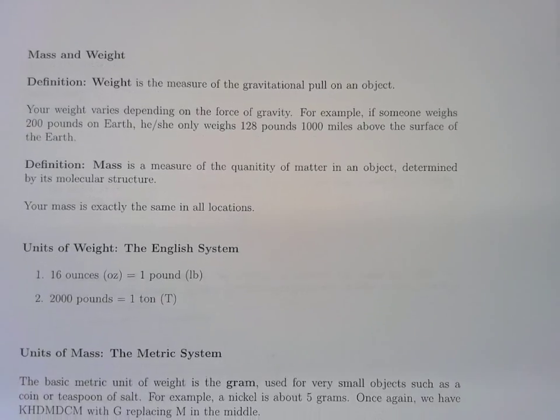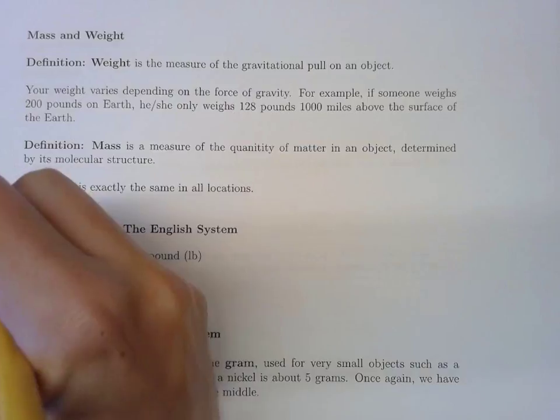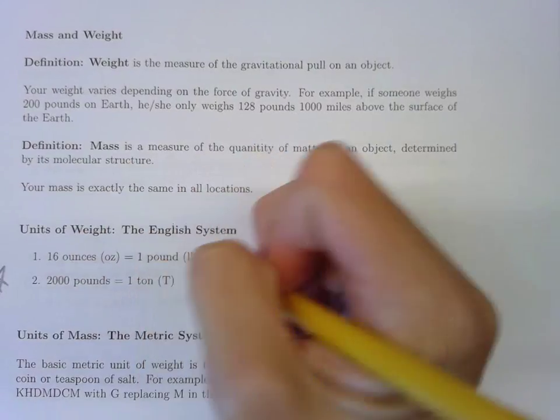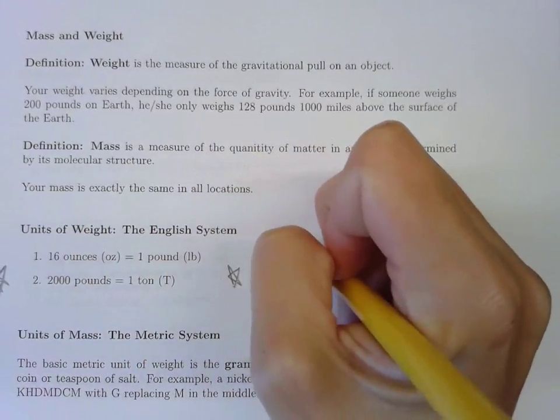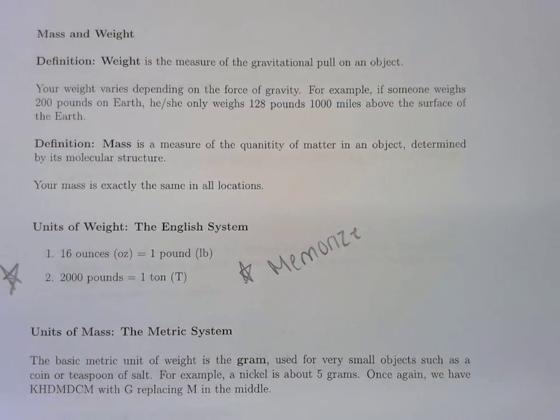Okay, so the English system has a couple units of weight. These need to be memorized. Okay, 16 ounces is 1 pound. We denote pound as lb. And then 2,000 pounds is 1 ton, which is a capital T. Okay, again, make sure you have these memorized. This is units of weight for the English system. When we convert between them, we'll just use dimensional analysis like normal.